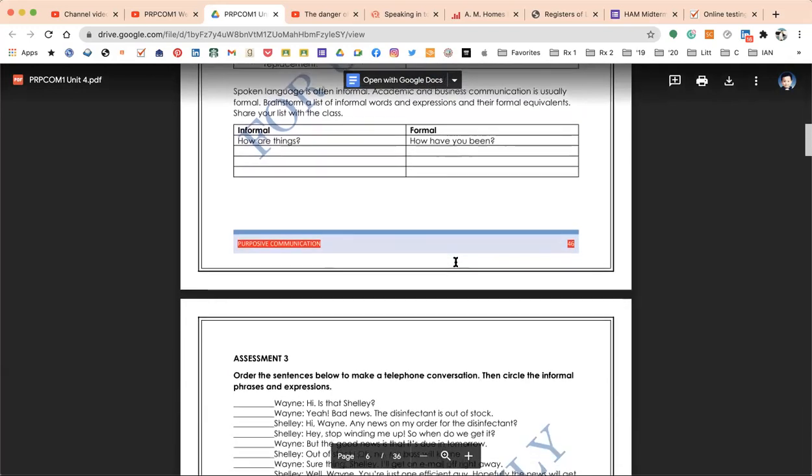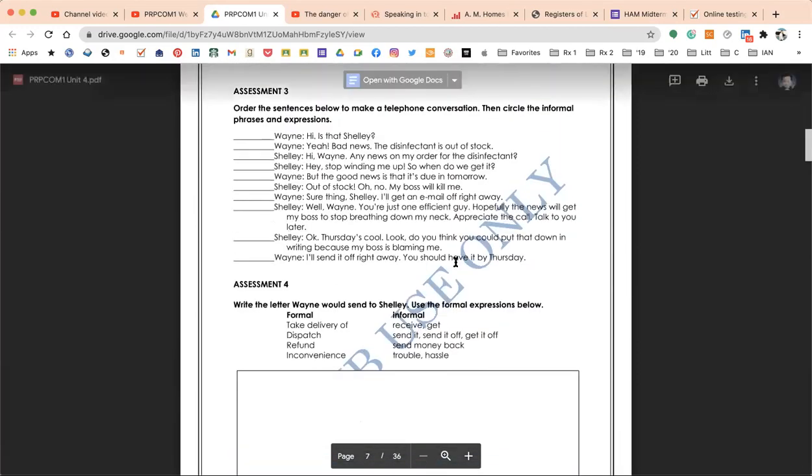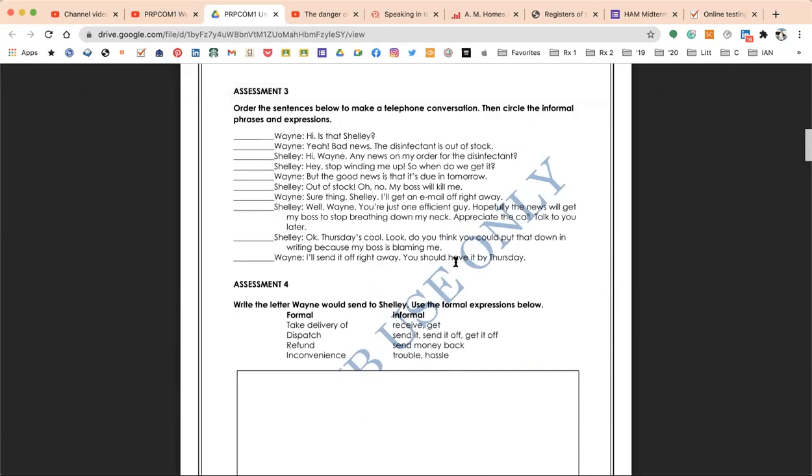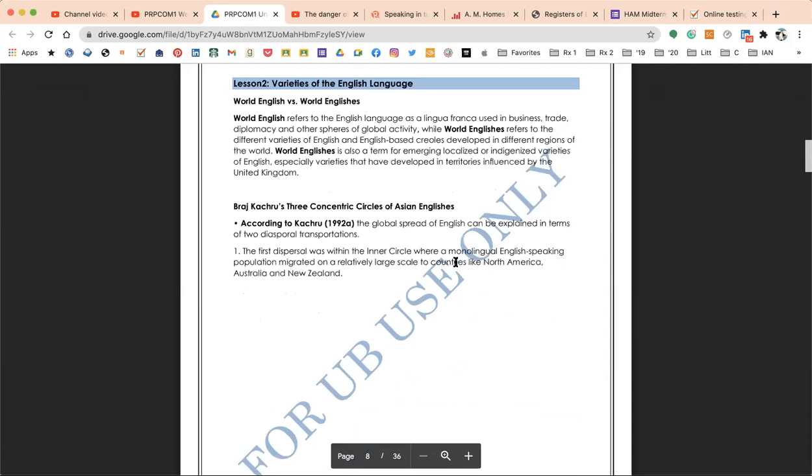Or I'm going to write a sentence and you select which one is a formal or an informal verb for it. Or the sentences below are from a telephone conversation, and you circle the informal phrases and expressions. So it's sort of similar. I'll give you a sentence and then you look for the part that has the informal verb or informal word in it. So it's quite simple. It's an application of the things that you learned.